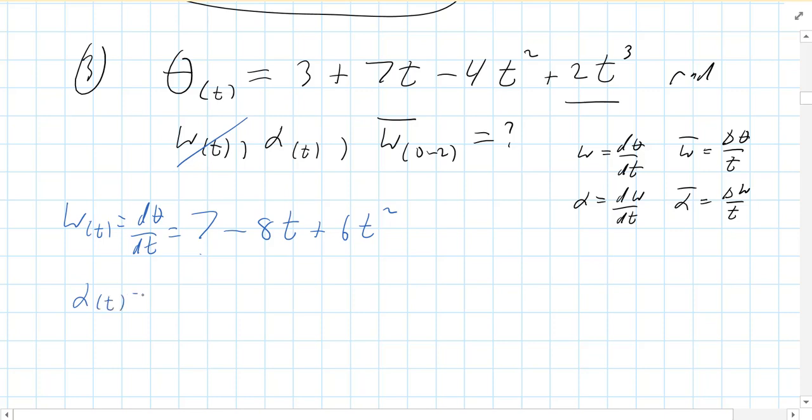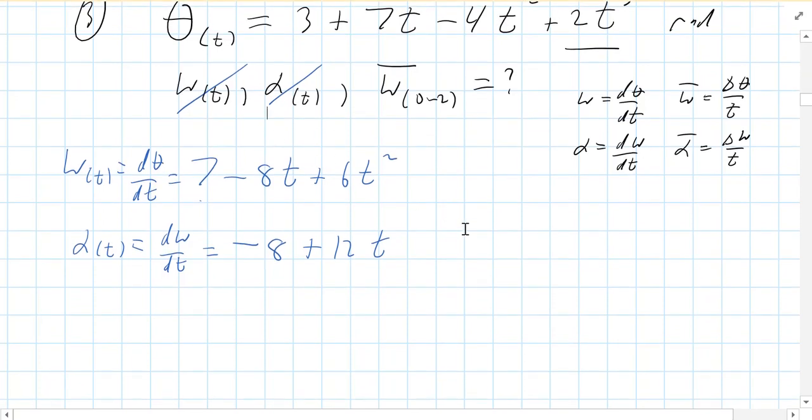Alpha as a function of time is d omega dt. So I'm going to do the derivative of that. The derivative of 7 is 0. The derivative of negative 8t is negative 8. And the derivative of 6t squared is 12t. Okay, so there are omega and alpha as functions of time.